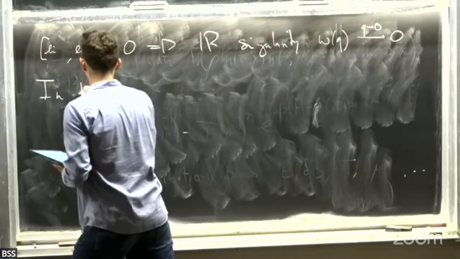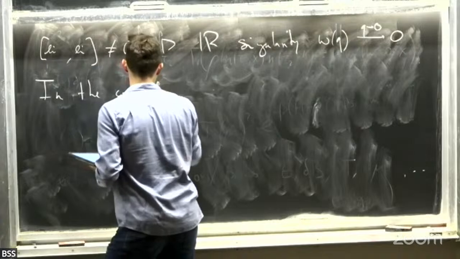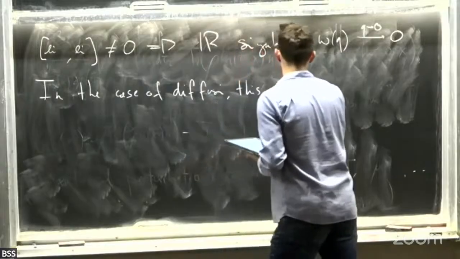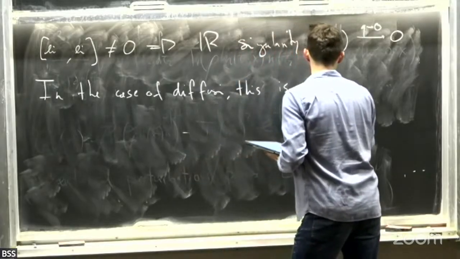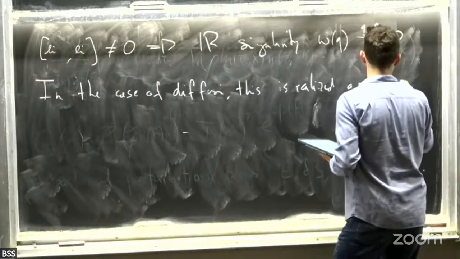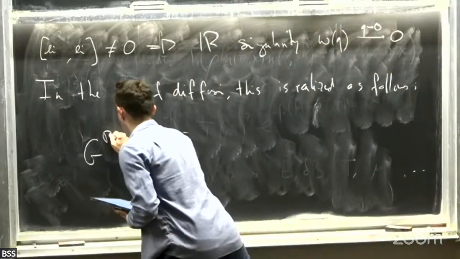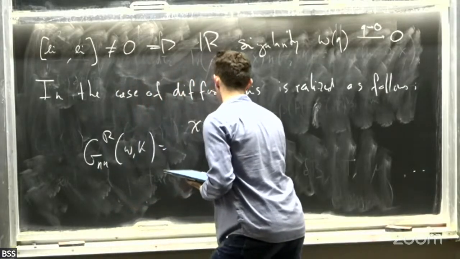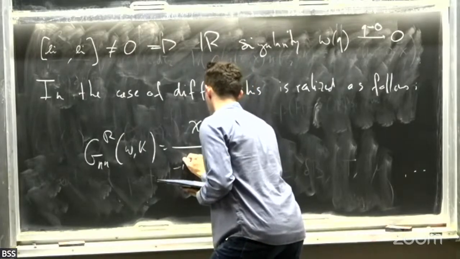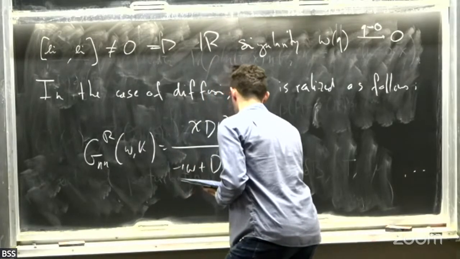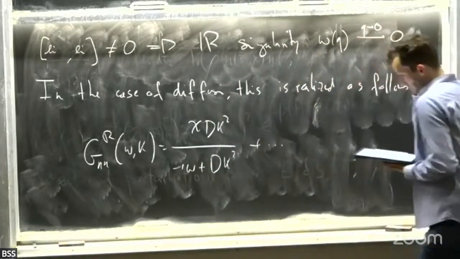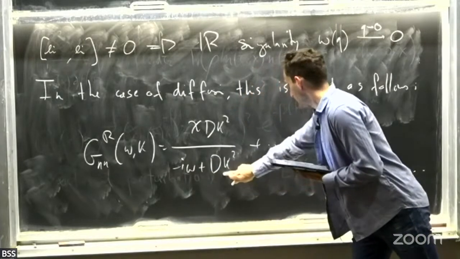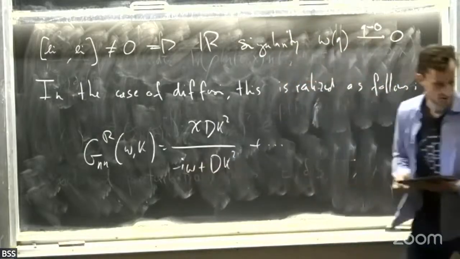In the case of simple diffusion, this non-commutativity is realized as follows. So this is a retarded Green's function of density in a diffusive system to leading order in small frequencies and small wave vectors. And you see that it has this non-analyticity. And this is what allows the two limits to not commute.